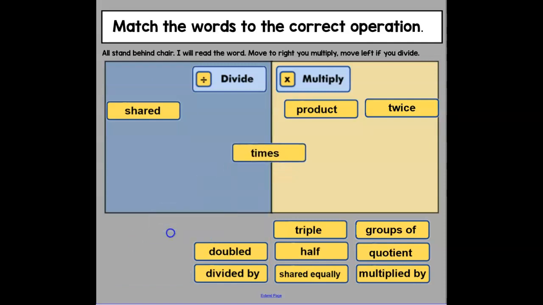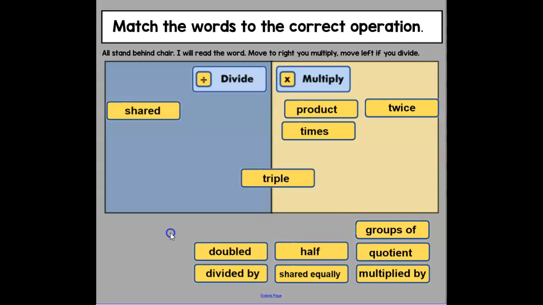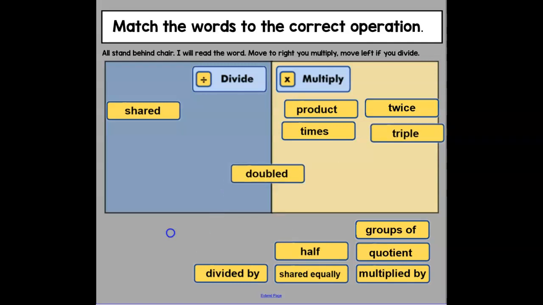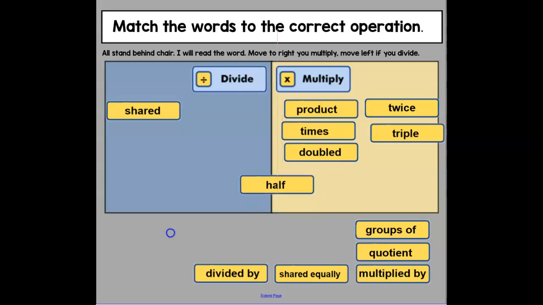How about if I said times? Move right or left? Times, 3 times or 2 times a number means you're going to multiply it. How about triple? If I say triple a number, triple means you're going to multiply by 3. What if I say doubled or double a number? I'm going to multiply it by 2. What if I say find half of a number?